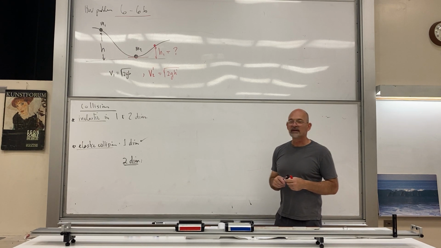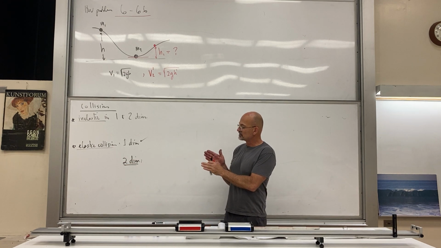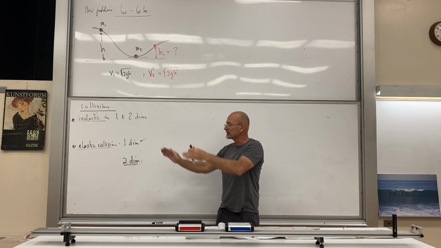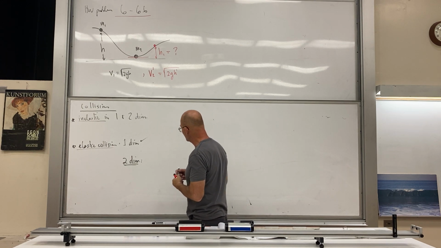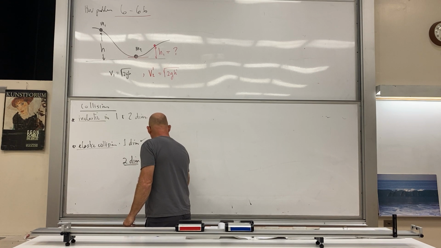And everyone has experience with this if you've ever played billiards, okay? You shoot a ball and you shoot one against the other, hit a bit on the side, and they scatter in different directions. So that's what I'm going to be talking about. Two-dimensional elastic collisions.